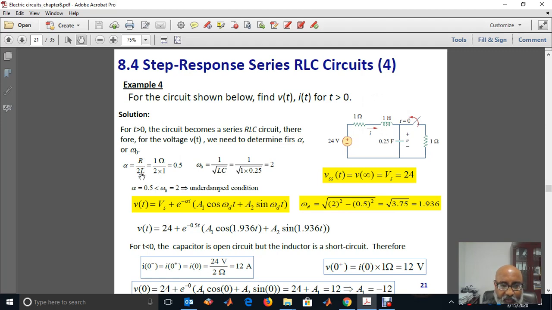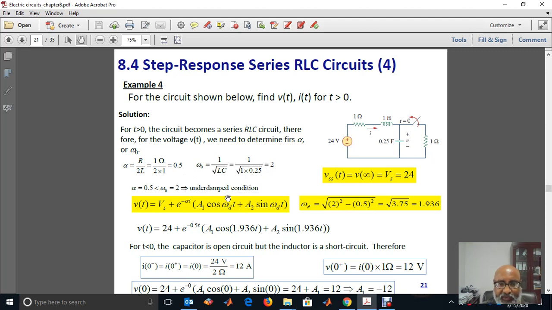Alpha is R over 2L. So it is 1 ohm over 2 times L, which is 1 henry, giving 0.5. Omega naught: we substitute L and C, which is 2. So we see alpha is less than omega naught. So what kind of solution do we get?